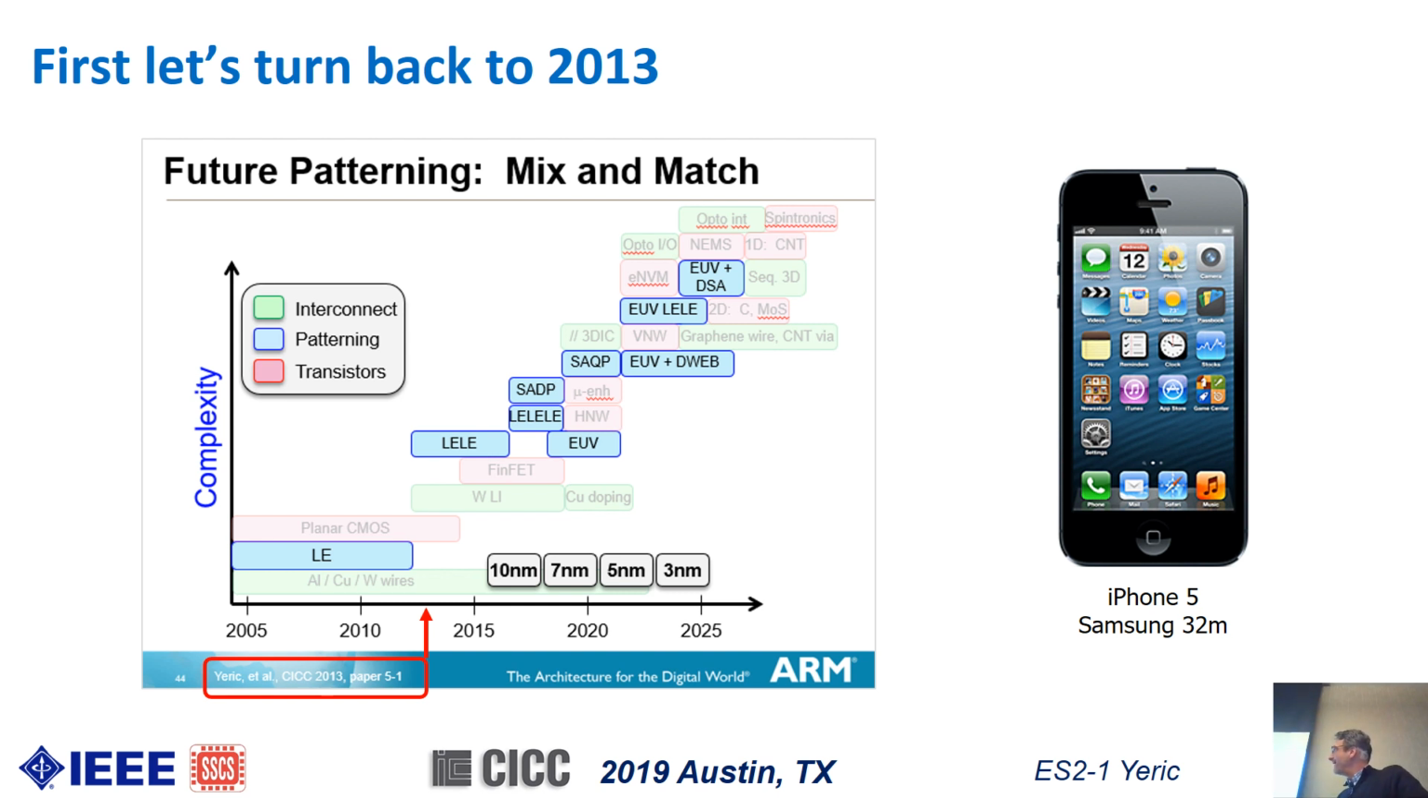Back in 2013, we were really worried about the fact that we couldn't pattern the features anymore. There was this thing called EUV that was never going to work. We had to go to double patterning, triple patterning, quadruple patterning. That was the topic of the day. So back when the best chip you could buy was 32 nanometers, we could see a real headache going for 10, 7 in terms of all this multiple patterning.